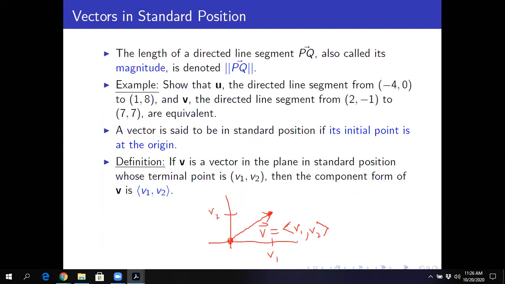What that means is if I were to put this vector with its initial point at the origin, I would go V1 units in the x direction and V2 units in the y direction. Of course, this is directed distance, right? So if V1 was negative, I would go to the left by V1 units. Okay. This is called the component form of a vector.